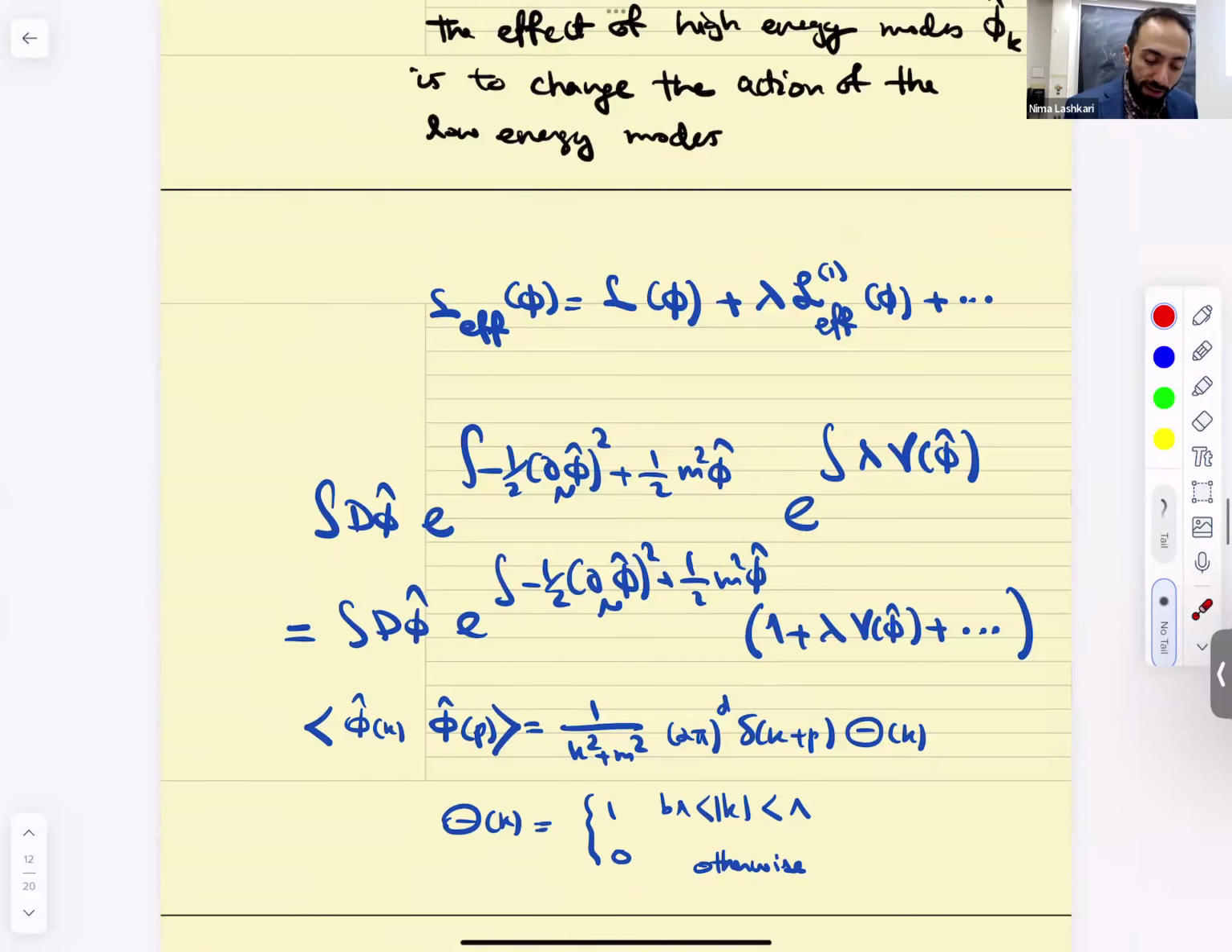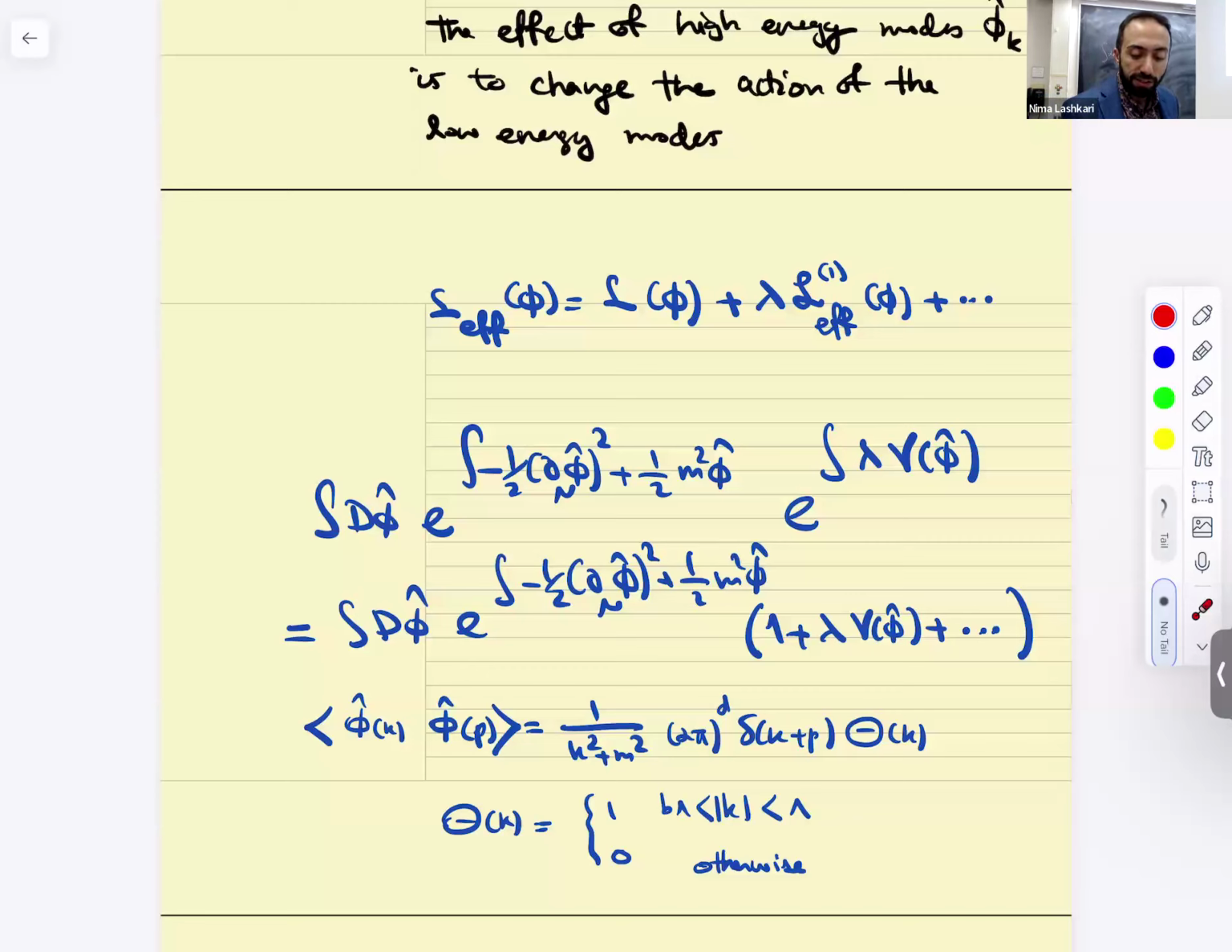So what does it look like? It looks like integral over d phi hat, the kinetic part times lambda interaction part. And this interaction part has phi dependence in it that we're after. The result of this is going to be a functional of phi, the low energy mode. So phi hat is the UV mode, phi is low energy. All right. So let's expand this as 1 plus lambda V of phi, and so on. So how do we do this perturbation? Let's just try to do perturbation theory in small lambda, right?